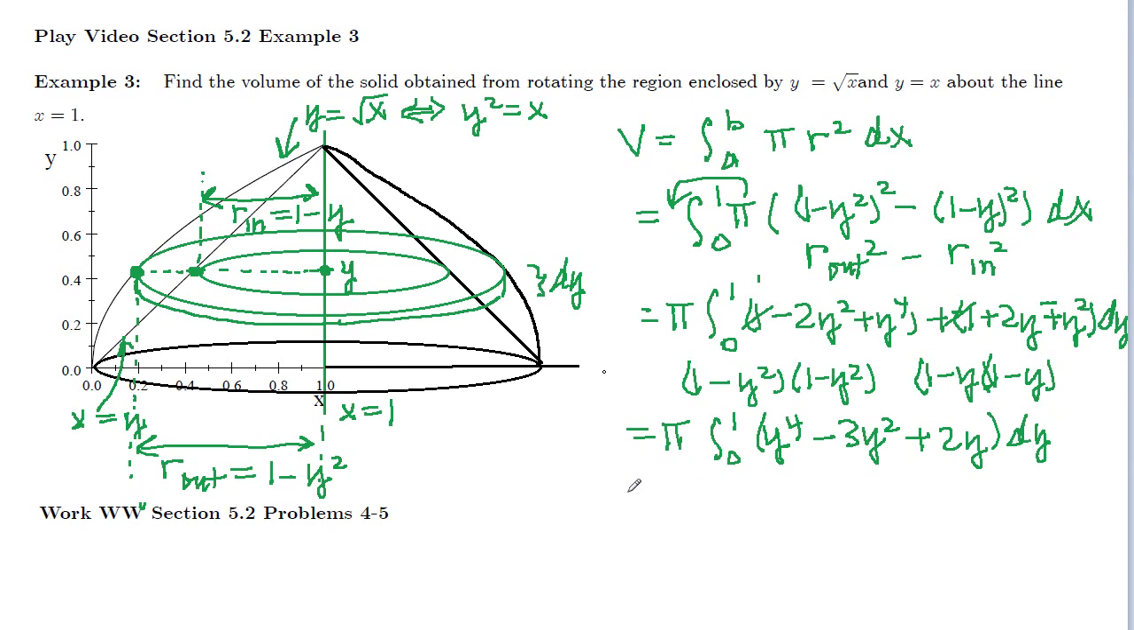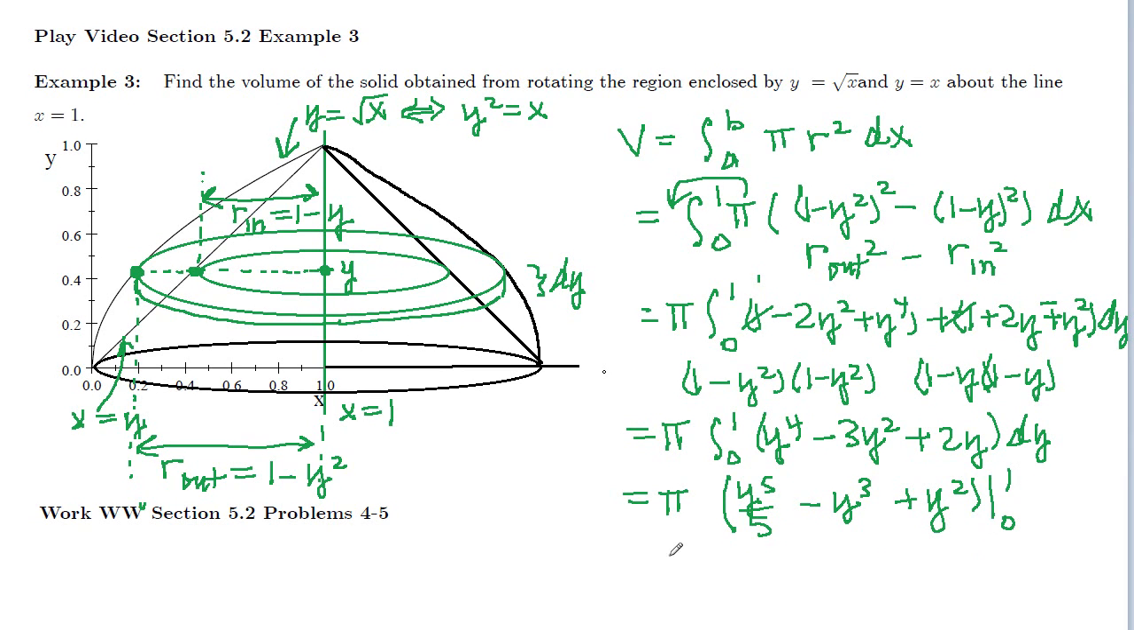So now we'll go ahead and do our antiderivative. So we got that pi out in front. Antiderivative of y to the 4th is y to the 5th divided by 5. You are raising the exponent, divide by the new exponent. Antiderivative of 3y squared is y cubed, right? So that's y cubed. And antiderivative of 2y is y squared. So that's plus y squared. We're evaluating from 0 to 1.